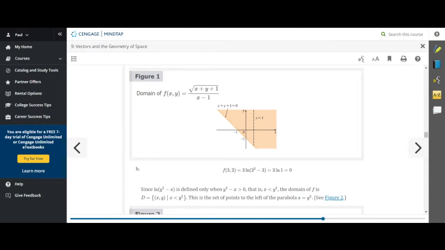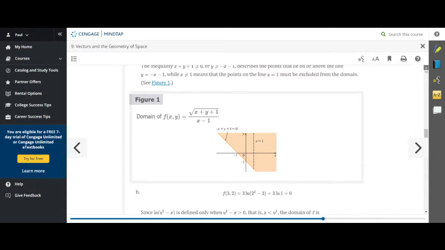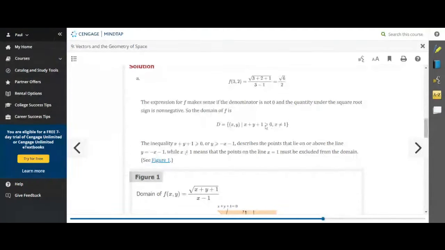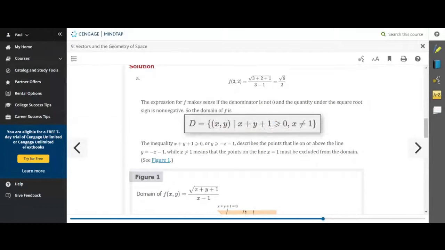So that's a picture of it. And if we were to just write out what the domain is, that's what the domain would be. Okay, so we can find domains. It's harder, right? But we can find domains, and we can also find ranges too. But here they just wanted to find the domain.